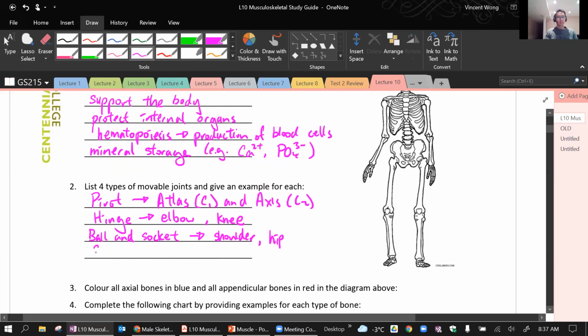Okay, and if these terms sound very unfamiliar to you, we will review them. And then another one is the saddle, right? Saddle as in the saddle of a horse, right? So two of them cupped together. And an example of that would be the carpals and metacarpals.